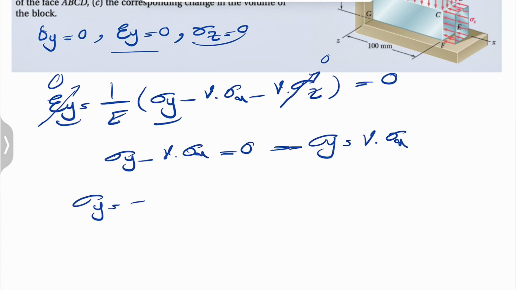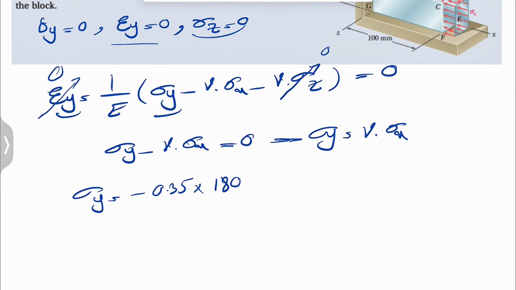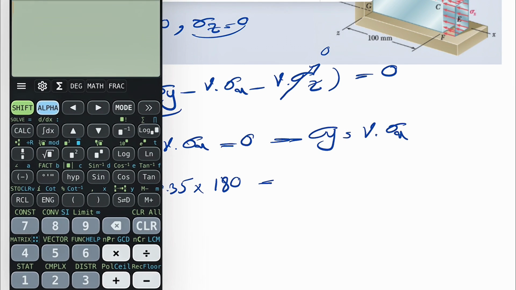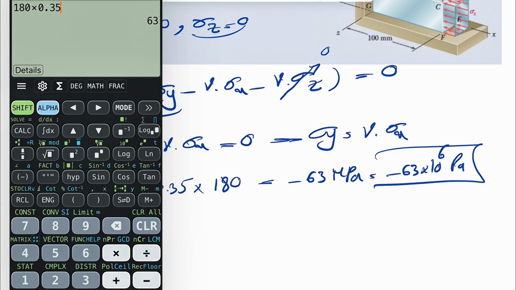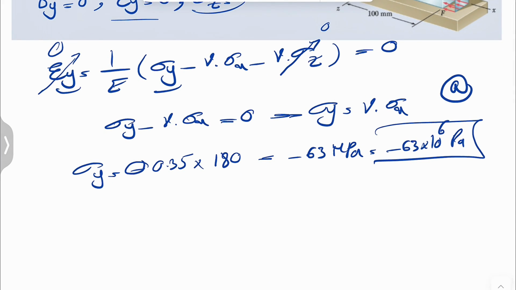So sigma y would be Poisson's ratio times sigma x. So we have everything in here. We have minus 0.35 for Poisson's ratio, and sigma x is negative 180. So I put the negative sign in the back of the Poisson's ratio. So let's see what we get. So yeah, negative 63 megapascal, or negative 63 times 10 to the 6 Pascal. Again, we have a negative sign in here, which is correct because sigma y is also in the opposite direction of y. So that was the answer for the A part.